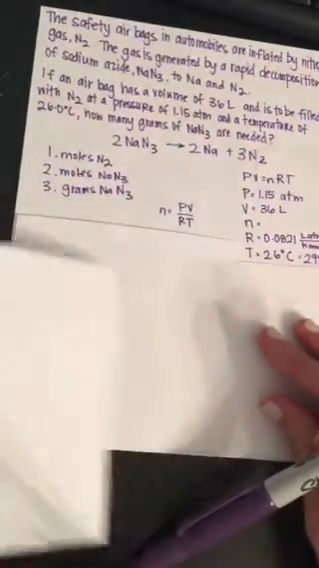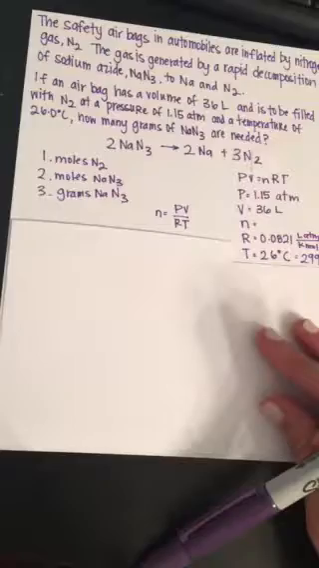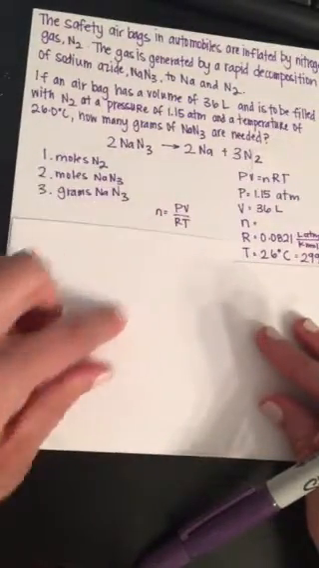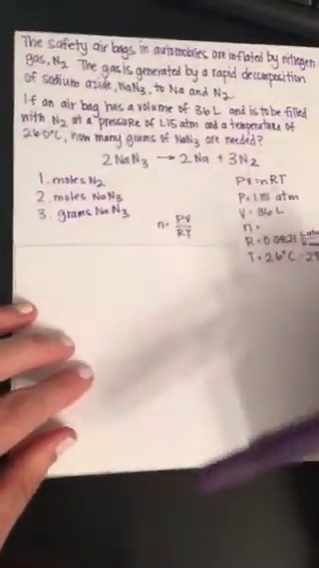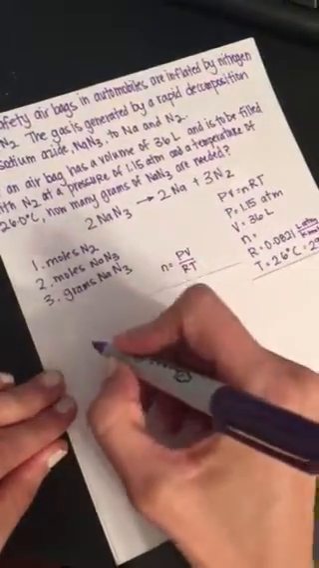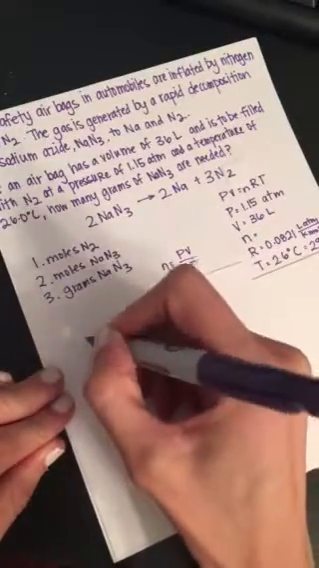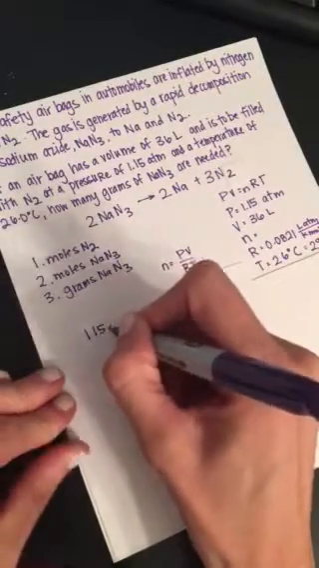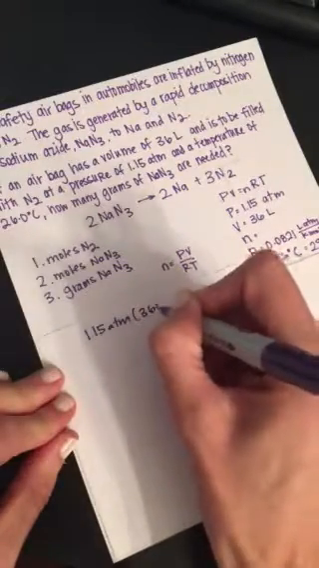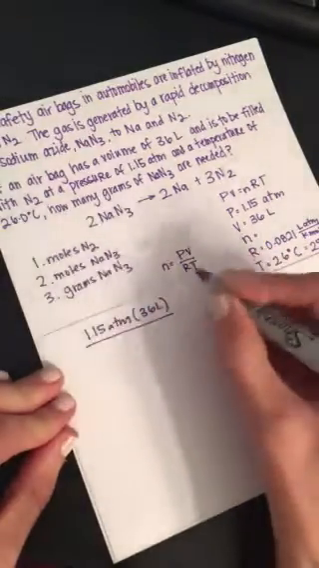We need to change the equation a little bit so that we can be looking for moles. So it's n equals PV over RT. So once you have all this, then we can just plug our numbers right in. So then we have 1.15 times 36 liters over RT.